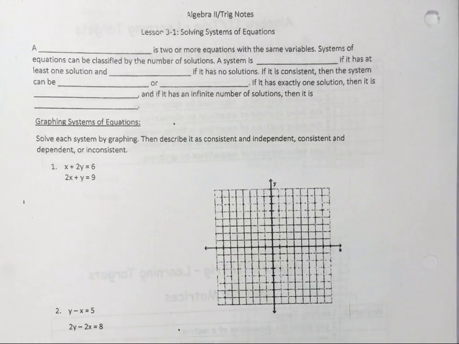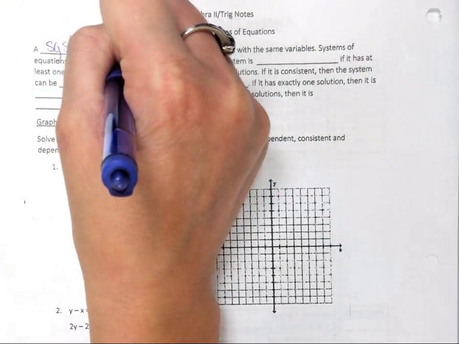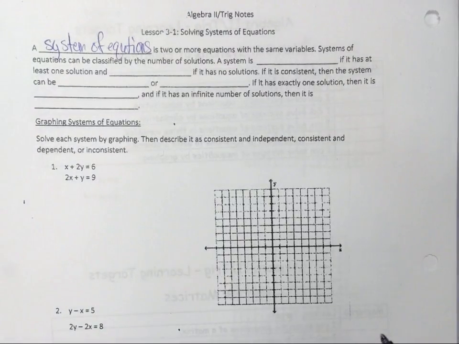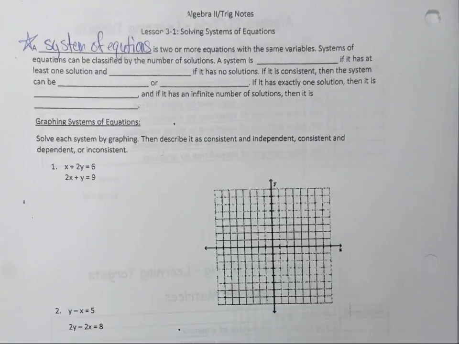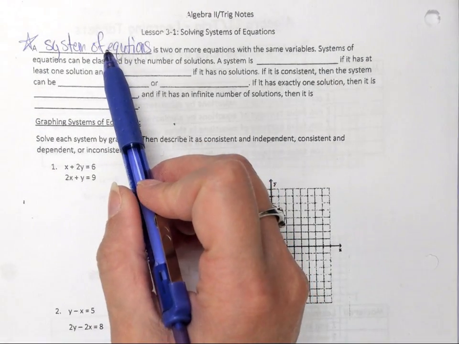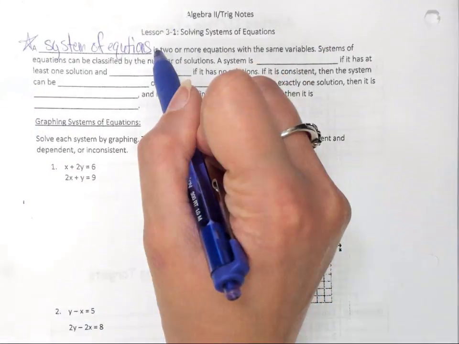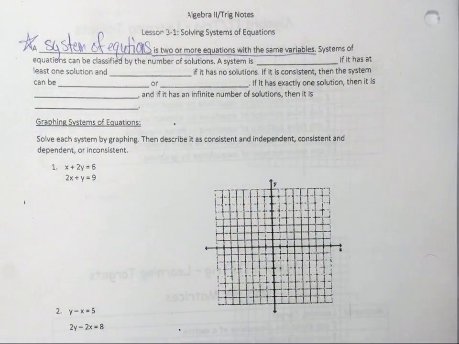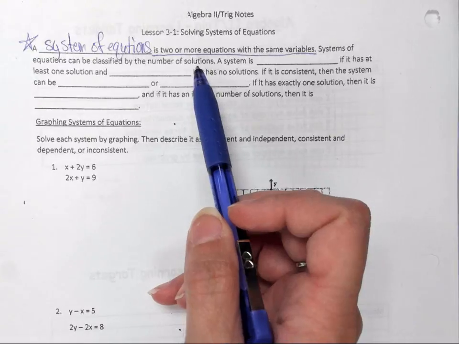All right, here we go. A system of equations. I'm just going to go ahead and tell you this definition is going to be on your test and your quiz. So go ahead and make sure you know this one. A system of equations is 2 or more equations with the same variables. That's it. You need to know that definition right here. 2 or more equations with the same variables. Systems of equations can be classified by the number of solutions. That's what we're going to talk about.